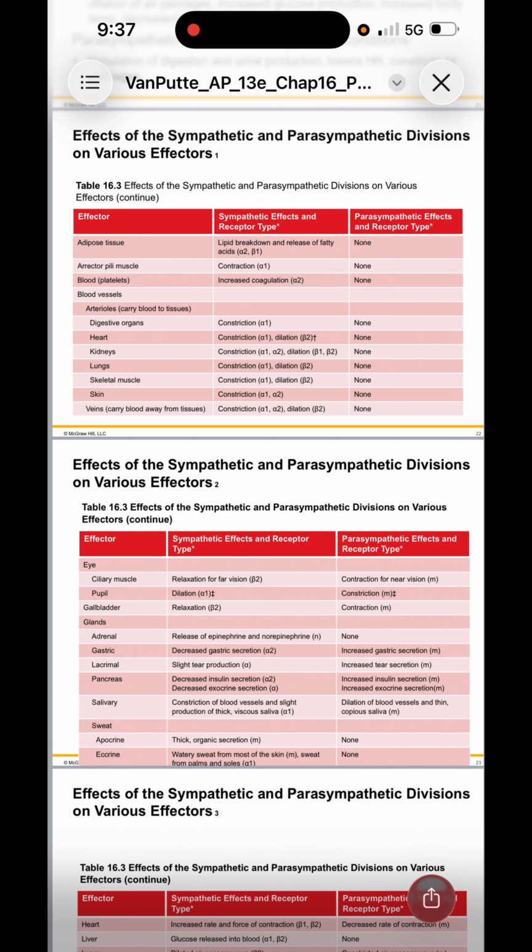Effector, heart: sympathetic, constriction alpha 1 and dilation beta 2; parasympathetic, none. Effector, kidneys: sympathetic, constriction alpha 1 and alpha 2, dilation beta 1 and beta 2; parasympathetic, none. Effector, lungs: sympathetic, constriction alpha 1 and dilation beta 2; parasympathetic, none.